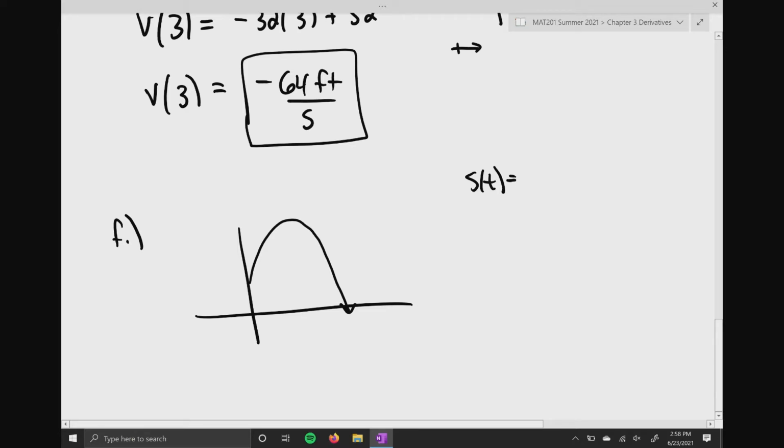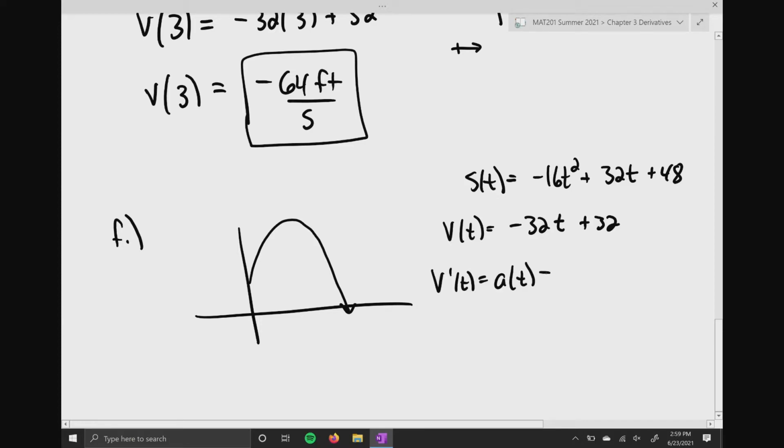If we start all the way with the beginning equation, negative 16t squared plus 32t plus 48, we know the derivative is going to equal the velocity. So that's going to be negative 32t plus 32. If I take the derivative of velocity, that's going to equal our acceleration. And the derivative of the velocity in this situation is just going to be negative 32.